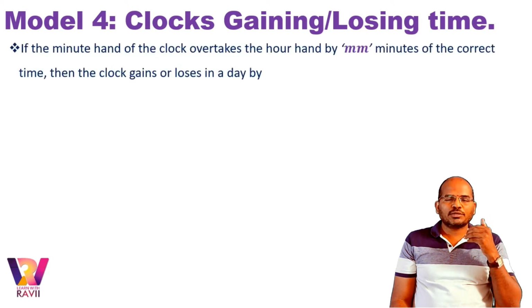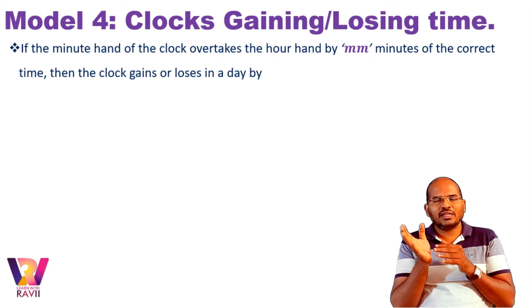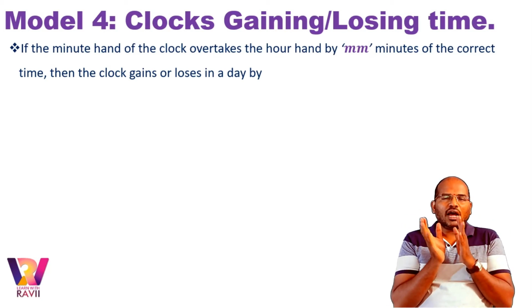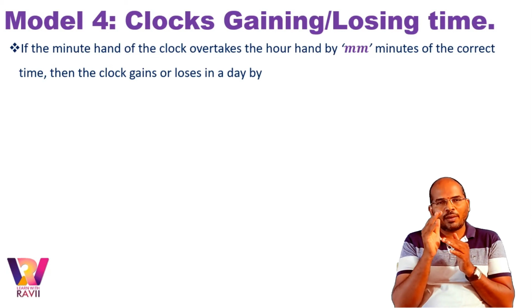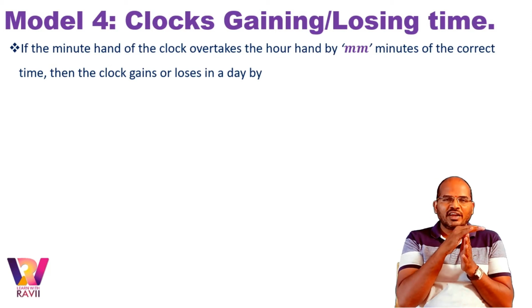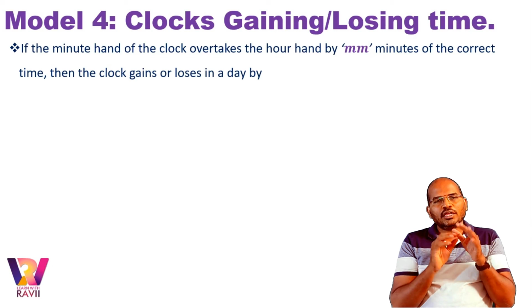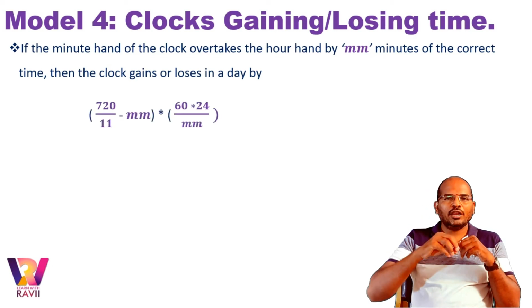Before I teach you the next model, I want to give you a small concept using which a model can be solved easily. We have learned that the minute hand and the hour hand will coincide after every 65 5/11 minutes, isn't it, at normal speeds. But by chance, if the minute hand coincides with the hour hand at a faster pace or a slower pace, then how do you find the gain or the loss?